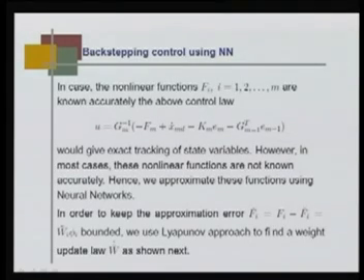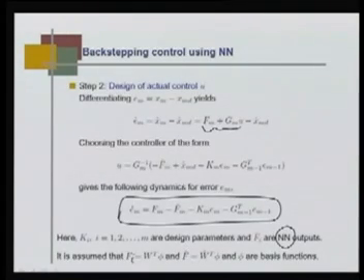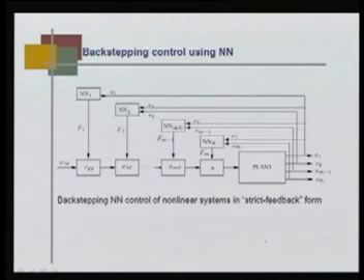However, in most cases these nonlinear functions are not known accurately, hence we approximate these functions using neural networks. In order to keep the approximation error bounded, we use a Lyapunov function to find a weight update law W hat dot, because each neural network is represented by W hat transpose phi. Phi is the known basis functions, whereas the weight vector W hat is not known. So, we have to find out the weight update law. Now, this is your backstepping controller.